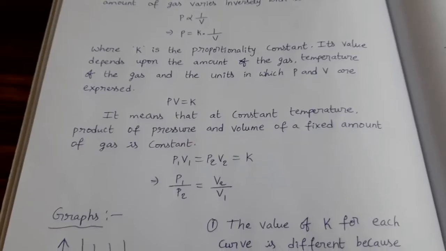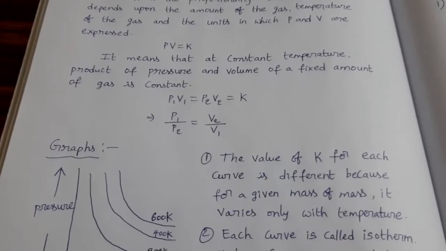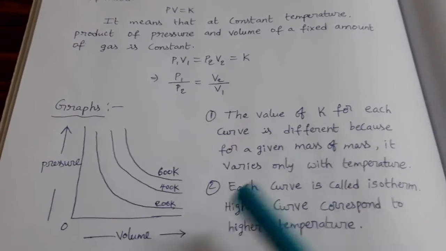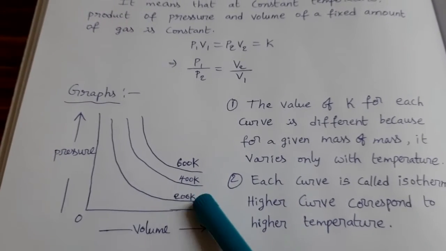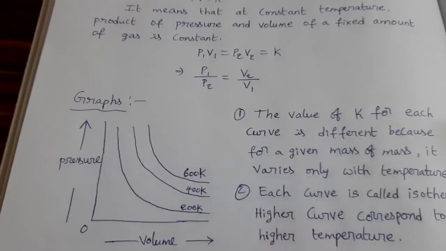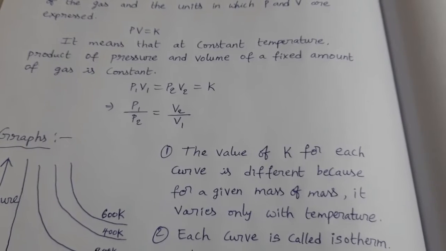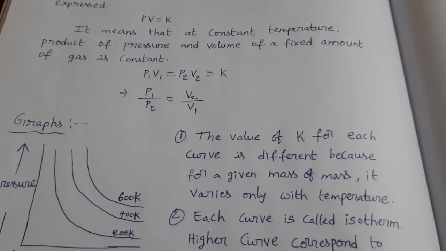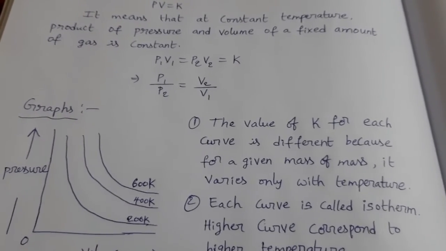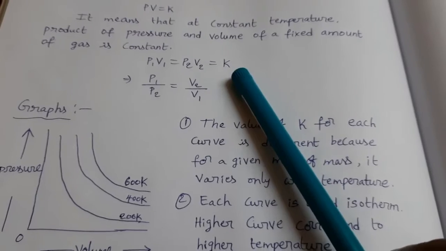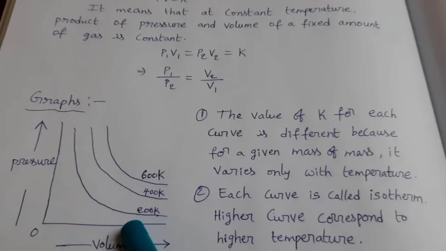In the form of a graph also we can represent Boyle's law. There are two types of graphs related to this. One is this one: pressure is taken on the y-axis, volume on the x-axis. At different temperatures we can get curves like this. The value of K for each curve is different because for a given mass of gas it varies only with the temperature. This constant K value is different because each curve is at a different temperature.